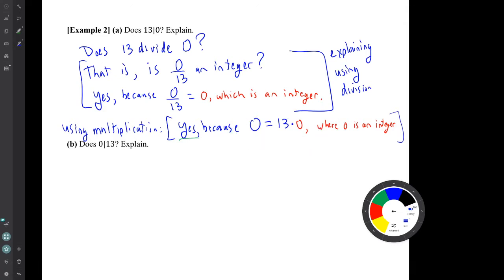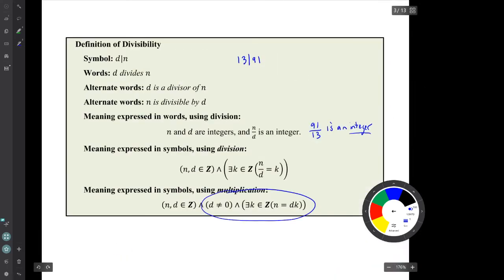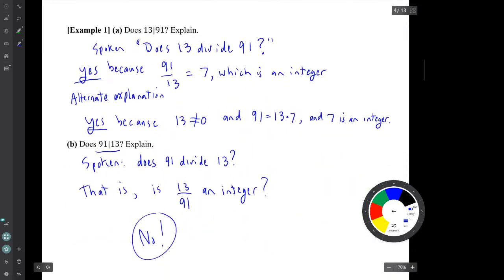Now, I've actually forgotten something in my explanation. I also have to add, my explanation has to include the phrase that 13 is not equal to 0, because in the definition of divisibility, the one that involves just multiplication, you have to confirm that both of those things are true. So we did this. We said that our red number 0 was an integer, but we did not say that our blue number 13 was not 0 until I remembered to tack it on there at the very end.